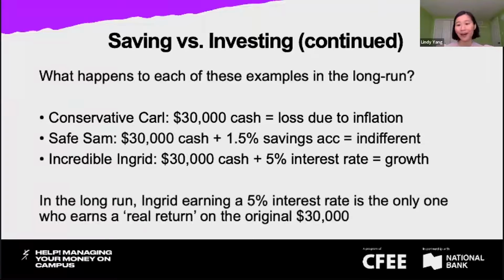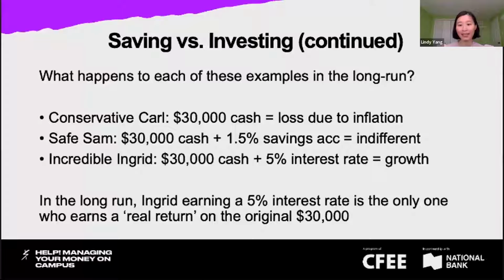Let's compare the following 3 examples to get a better understanding of the importance of investing. Conservative Carl decides to hold their money in cash. Over the long run, they will lose money because inflation will reduce the $30,000 purchasing power, meaning Carl will be able to buy less with $30,000 in the future as opposed to today.